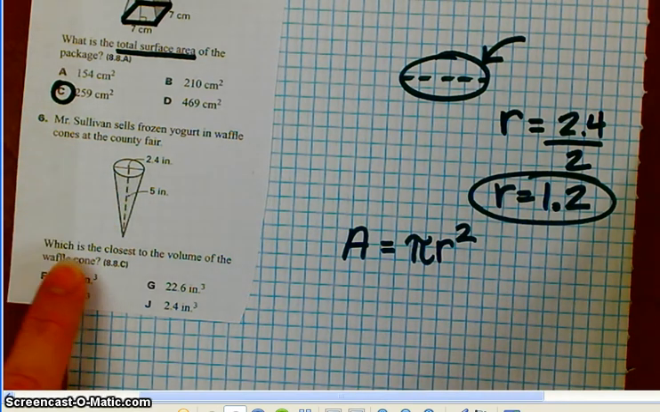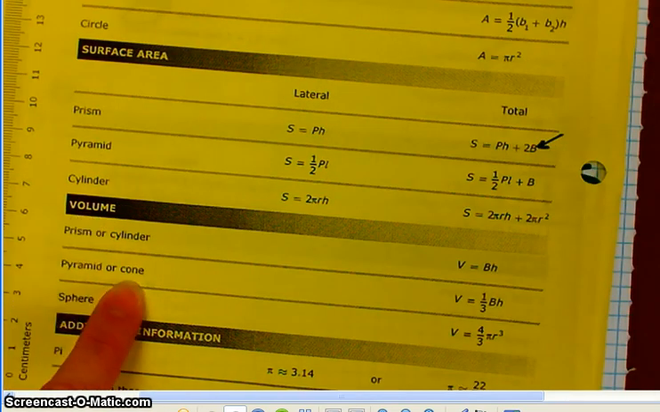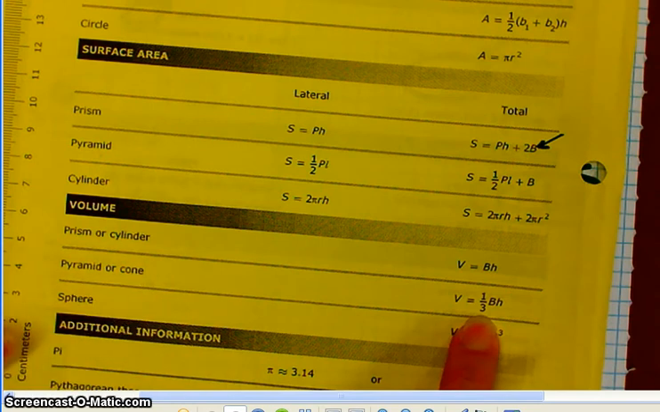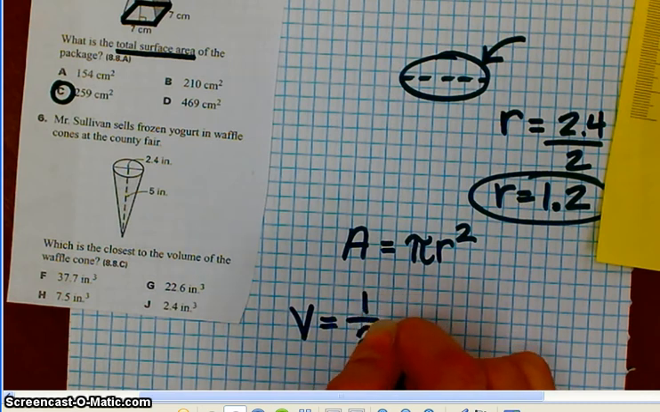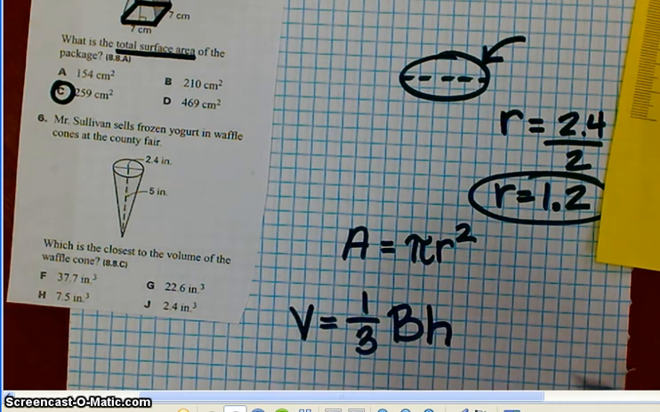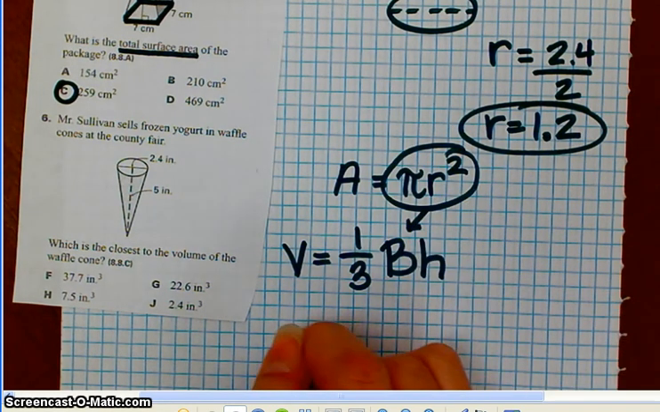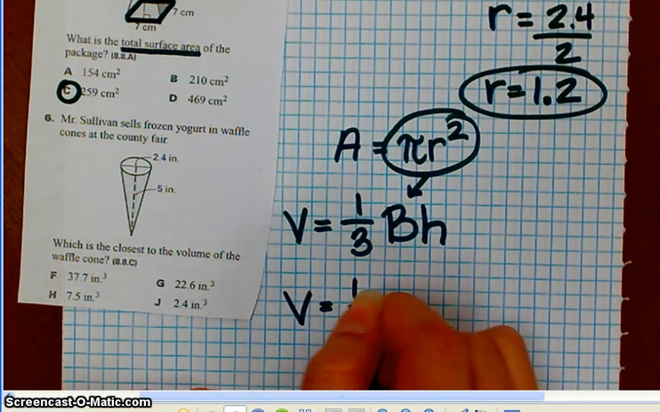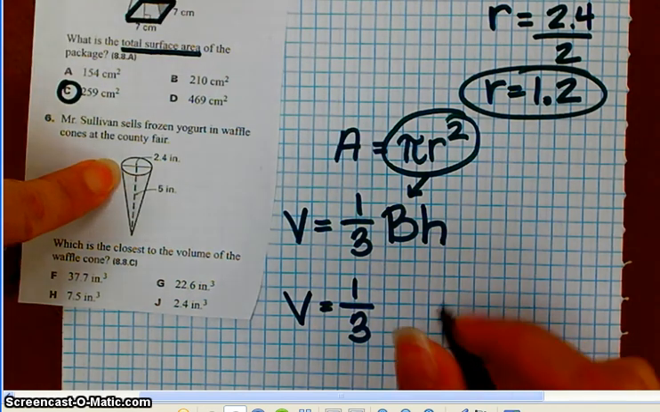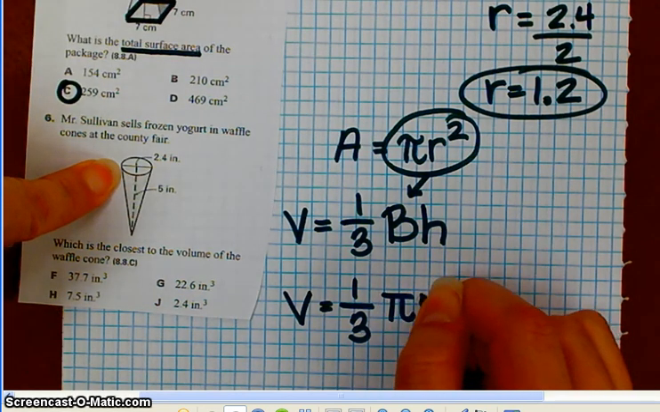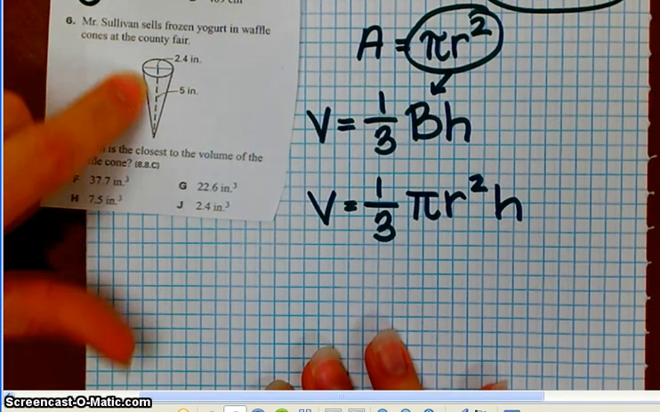And if I go back to my volume of a cone, here's volume of a cone, and it needs to be 1/3 of the base area times the height. Well, what is my base area? It's this. So that's going to be in there instead of the capital B. I use this because my base is a circle. 1/3 pi times r squared times height. Okay? So now all I have to do is plug everything in.